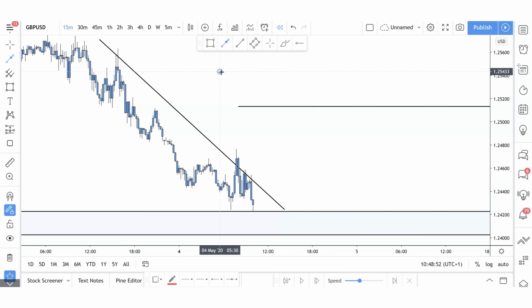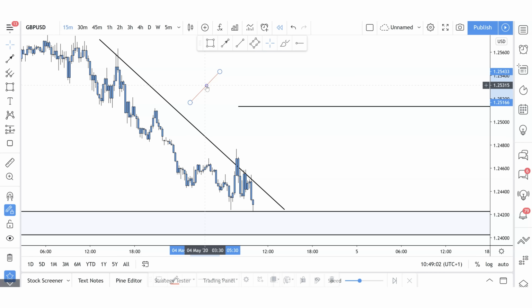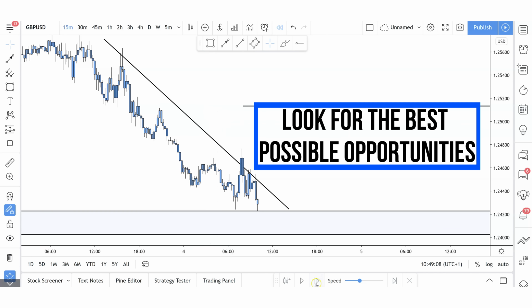Now, this is not a trend line. This is just illustrating that price is trading below this level, meaning that any sells that you took below this level with a significant stop loss above this trend line, you are likely to make money. But that's not how you should be trading, okay? We want to look for the best possible opportunities. So let's continue to see what happens.